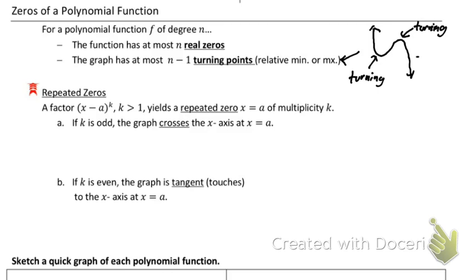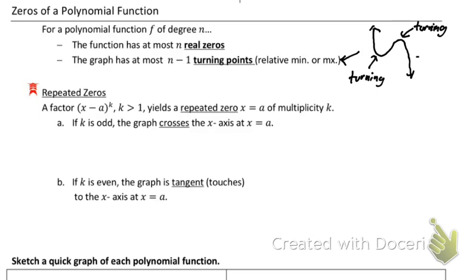All right, let's talk about repeated zeros. So we talked about this when we were talking about finding all of our zeros. We said when we had something like x minus 3 quantity to the third power, x equals 3 is a zero, but it has a multiplicity of 3. So we're really talking about multiplicity here. Anytime we factor an equation and it comes out to x minus a to the quantity k, where k is bigger than 1, it yields what's called a repeated zero or a multiplicity zero, where x equals a and has a multiplicity of some number.